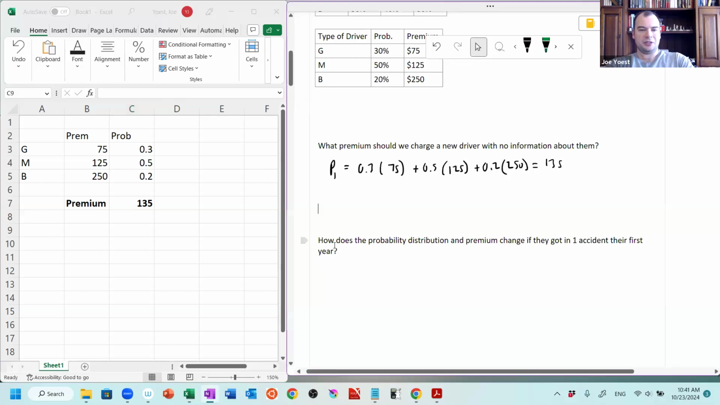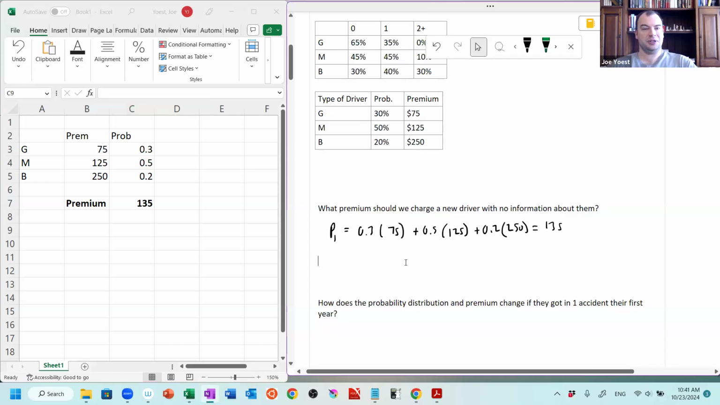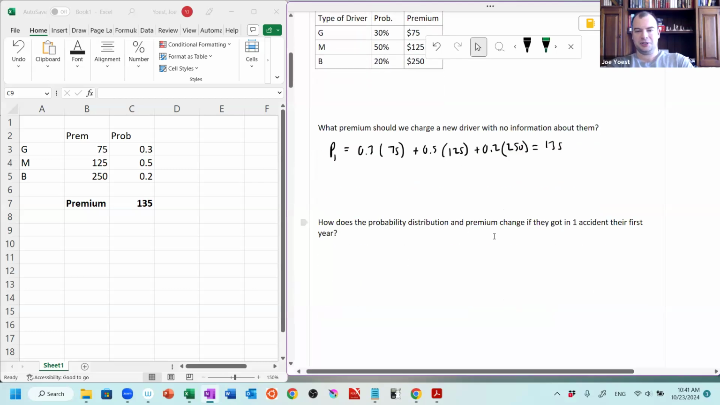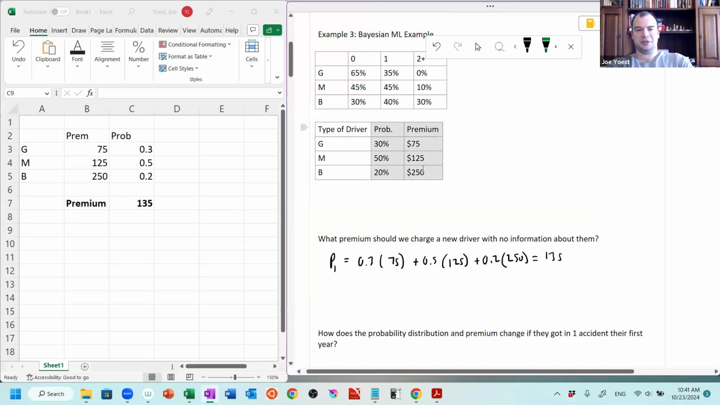Now the question is, let's suppose that we offer them this policy at 135 a year. It's a competitive rate. They are happy with our policy, with our company, so they go with us. We insure them for a year, and we see that after that 1 year is over, they made one claim for one accident. And we would like to take our prior information about this person.